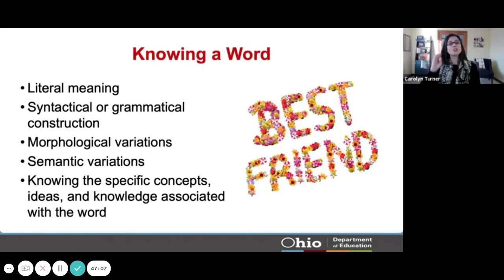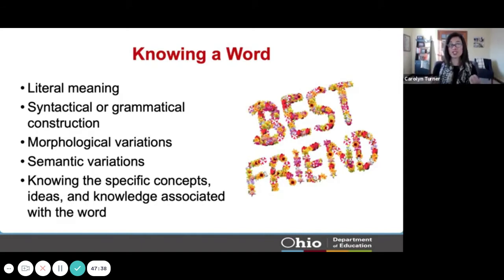So when we talk about knowing a word and going back and thinking about what that other slide means, and having multiple opportunities, to know a word is to love a word, right? You have to make words your best friend. You not only have to know their literal meaning, the simple basic definition, but you also have to know how those words are used and how some words are used in a variety of different settings. You have to know the morphological variations of those words.